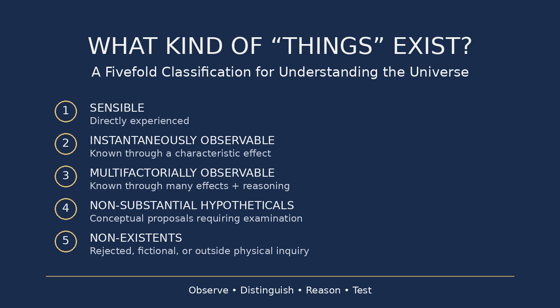Part 7. The five categories together. Let us now place the five categories side by side. Category 1. Sensible things. Physical, directly accessible through the senses. Rocks, trees, fire, water. Category 2. Instantaneously observable physical phenomena or entities. Physical, but known through relatively direct measurable interactions. Photons and electromagnetic radiation provide examples of the kind of phenomenon we mean.